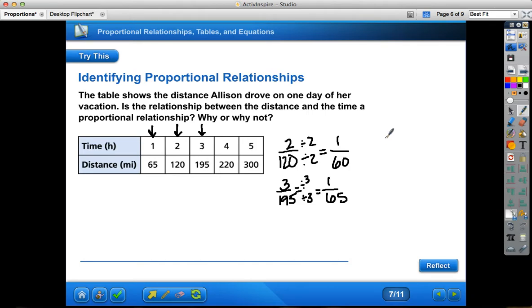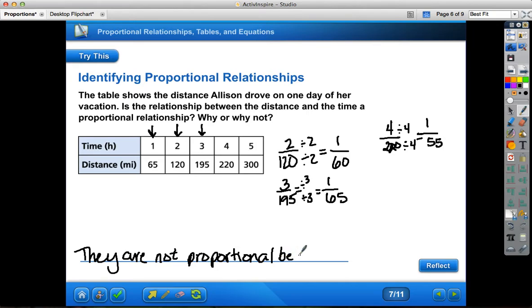Okay, so let's try 4 to 220. So I know I have to divide both of them by 4. And I get 1, 2, 4 goes into 22, 5 times. Okay. And 4 goes into 20, 5 times. So I get 1 to 55. Okay, so I have 3 different breakdowns here. I have 1 to 60, 1 to 65, and 1 to 55. Since these do not have the same constant, they do not have the same unit rate that they break down to, we can determine that they are not proportional because they do not share the same constant.